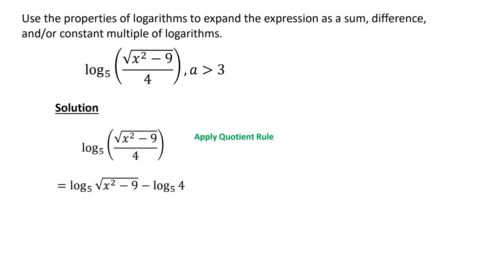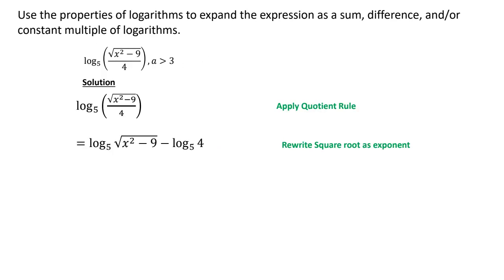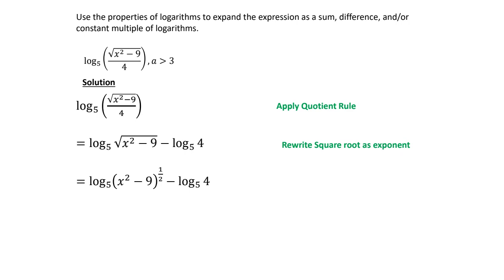I have the log of base 5 of the square root of x squared minus 9 minus the log of base 5 of 4. I just subtracted the numerator with the denominator. All right. So now what I see here is that I have an exponent value for the first part. I can rewrite the square root as an exponent, and we know hopefully by now that the square root can be written as x squared minus 9 to the 1/2 power.